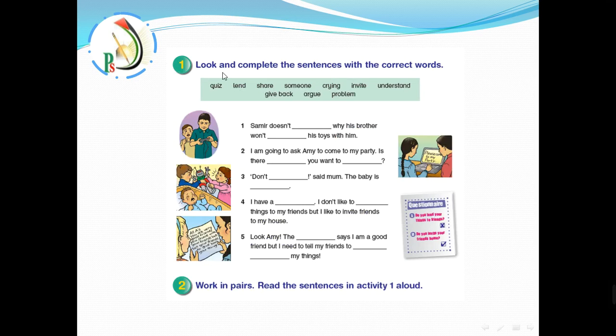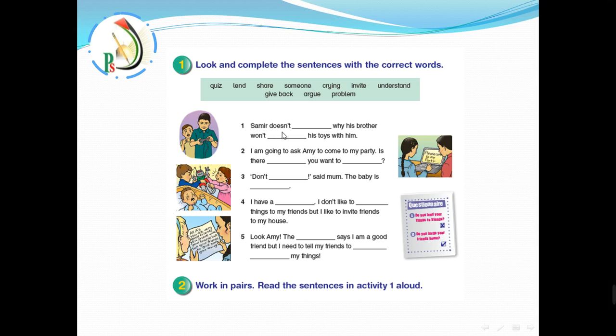Activity number 1, look and complete the sentences with the correct words. We have to read them, write their meanings, and then fill the gaps. Quiz, lend, share, someone, crying, invite, understand, give back, argue, and problem. We have here some pictures to make our answers easier. Let's do the first one.